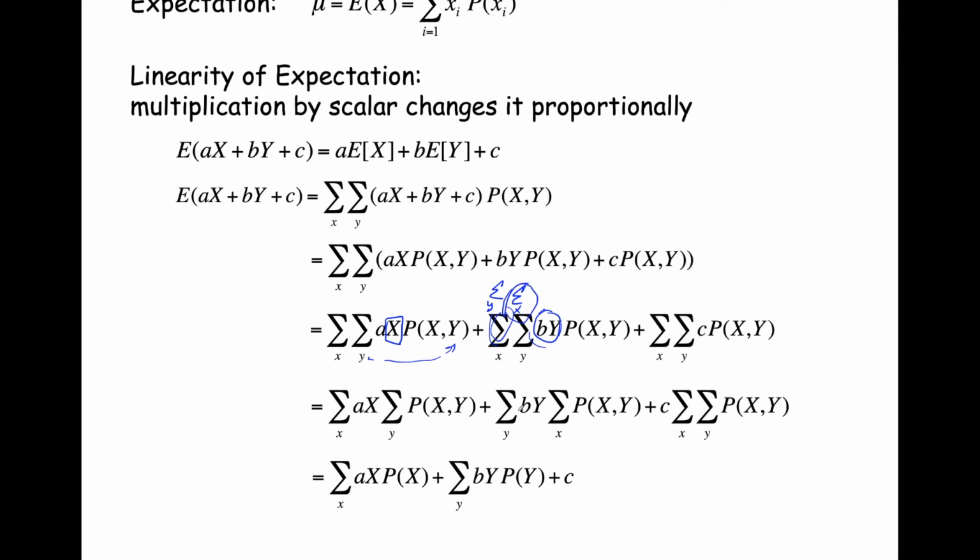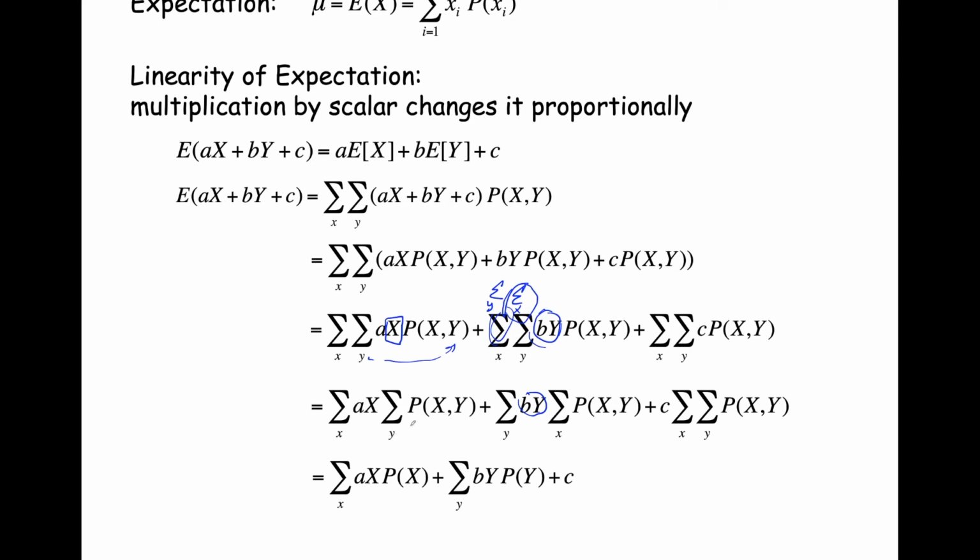So I get the summation with respect to y, I have by, and I have that summation with respect to x. Likewise, c is a constant. And as a constant, it does not vary, and I can factor that out because of the distributive law of multiplication over addition. Okay, so now I get this expression, and now I'm going to make use of marginalization.